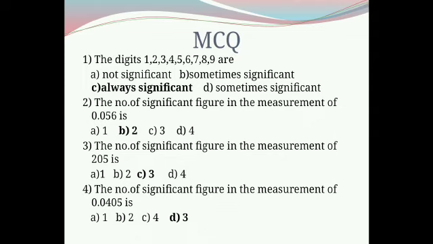Fourth is the number of significant figures in the measurement of 0.0405. Here the first 0 is on the left-hand side of the decimal point, it is not considered a significant figure. The second 0 is on the right side of the decimal point, but it comes before the non-zero digit, therefore it is also not considered a significant figure. But the third 0 comes in between two non-zero digits, that is 4 and 5, and therefore the correct answer is D, 3.